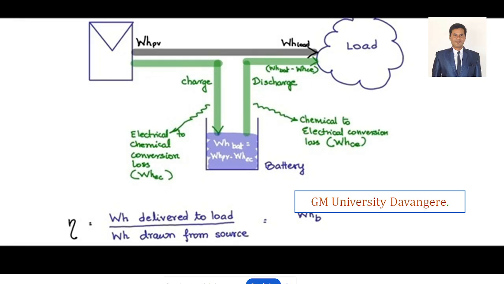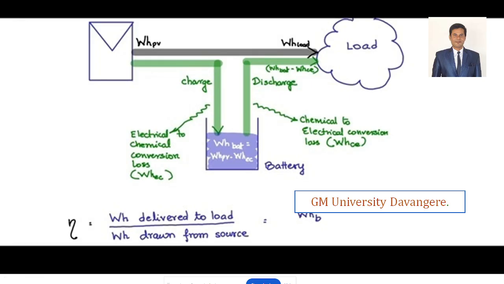So efficiency is defined as what? Output power. What is output power actually? WH load, that is the watt hour delivered to the loads, to the WH drawn from the source. This is the WH which is drawn from the source, and how much WH is going to the loads. If you take this ratio, you will get the actual efficiency.